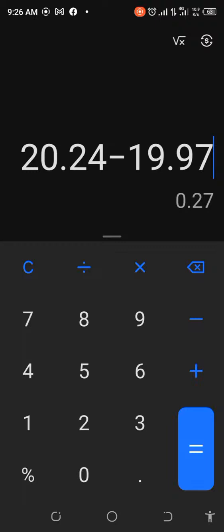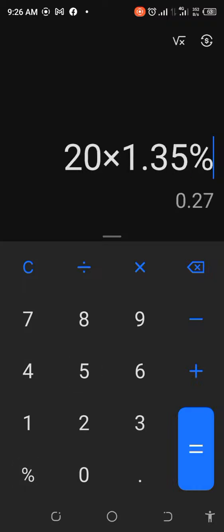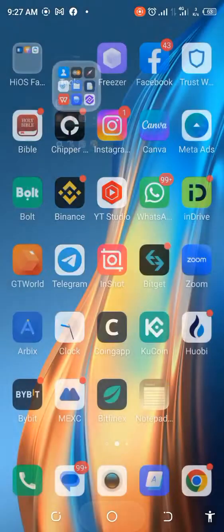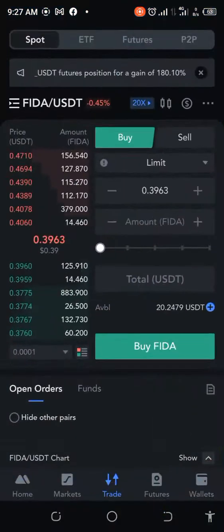So 27 cents on top of our 20 cents, if we take a good look at that, should be like 1.35%. So that means that we actually had a profit potential of 1.35%, which is not bad, right? So 27 cents over our 20 USDT, which is fine. All right, so that's it.